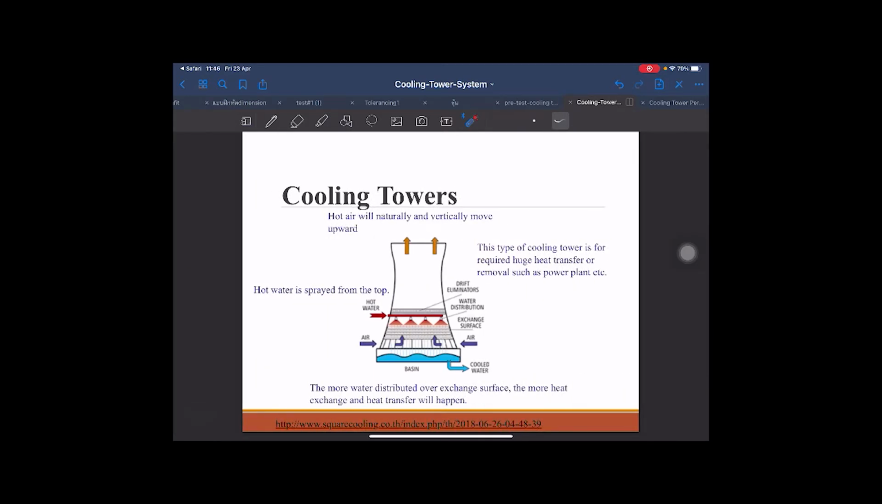This type of cooling tower is used in power plants because they need to reject a huge amount of heat from the water, and this type of cooling tower is quite big and needs a very tall chimney.